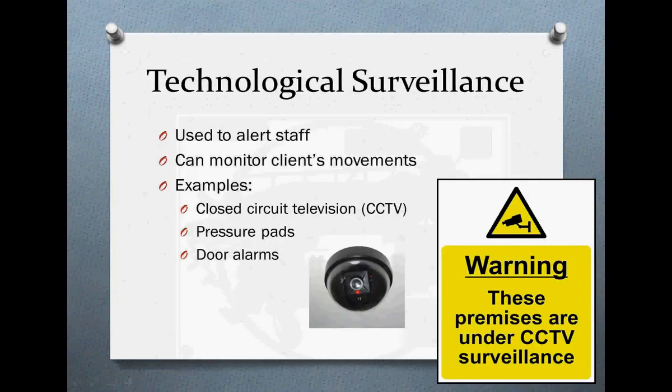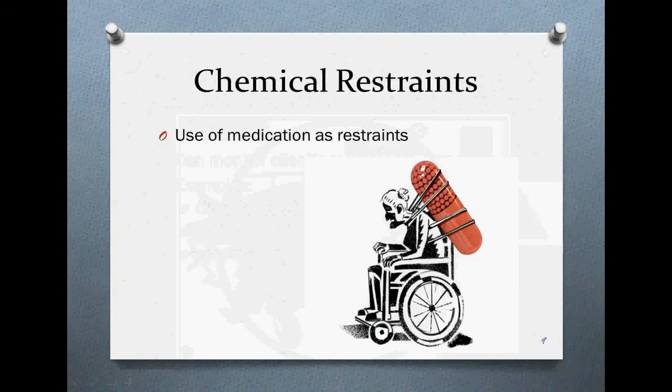The next is technological surveillance. This is more of a distant restraint than mechanical or physical, because the patient will have more freedom for their movements. The staff won't be there with them, and they won't be tied down. This is used normally as a way to alert the staff about the patient's movements by door alarms. The staff can know if the patient is moving, if they are going out of the room. So these are examples: the CCTV and pressure pads, and also door alarms.